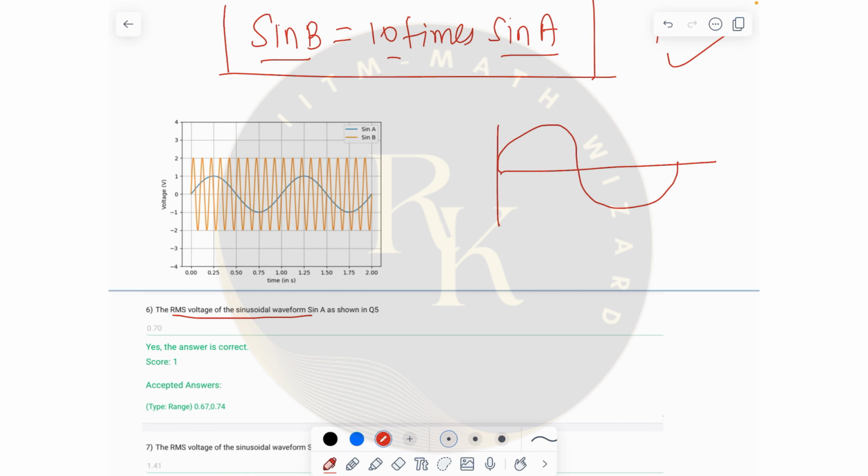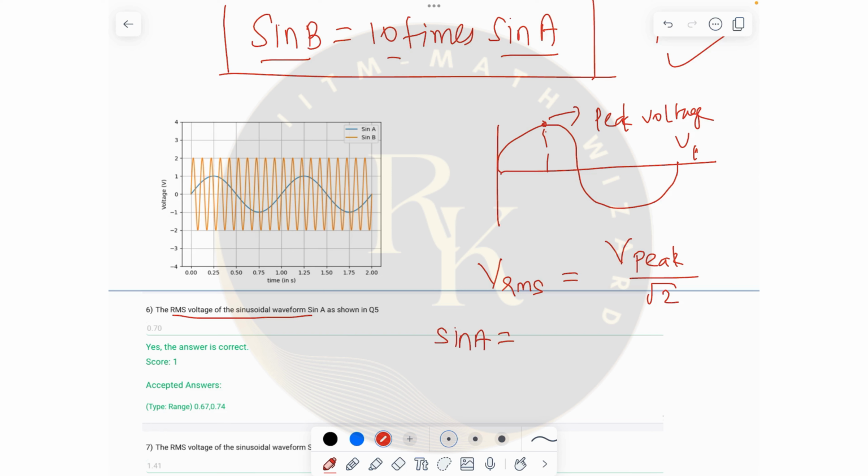Here we should know what the peak voltage is. The highest point is known as the peak voltage, and it is represented by Vp. Now they are asking about the RMS value of the sinusoidal form. The formula is Vrms equal to V peak by root 2. Understand? Now let us look at sin A.